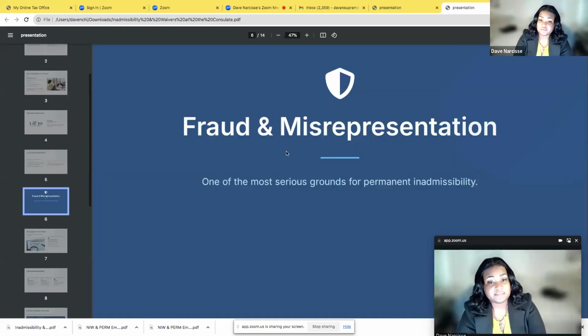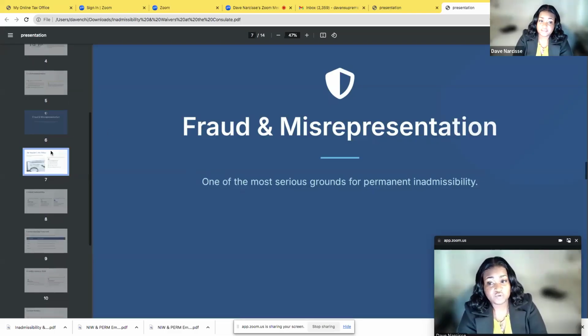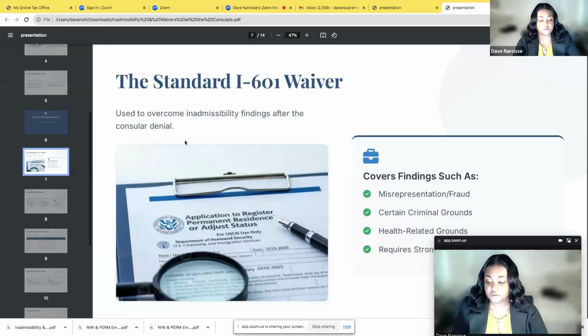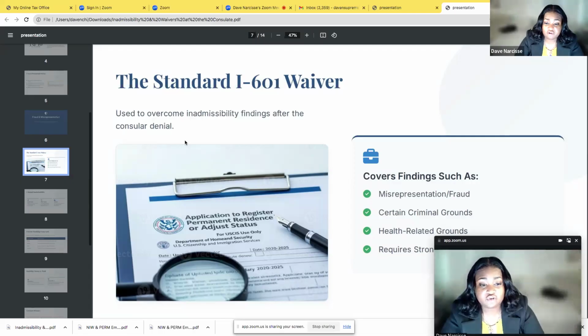Let's talk about fraud and misrepresentation. One of the most serious grounds for permanent inadmissibility is fraud and misrepresentation. Misrepresentation is when you lied in the past to USCIS. The standard I-601 waiver is used to overcome an inadmissibility finding after a consular denial. It covers misrepresentation and fraud, certain criminal grounds, and health-related grounds. This one requires strong evidence.